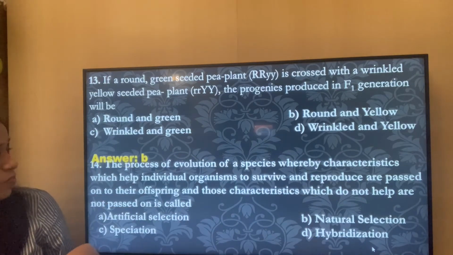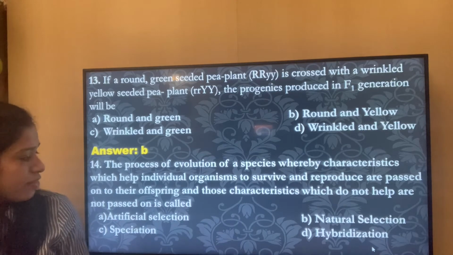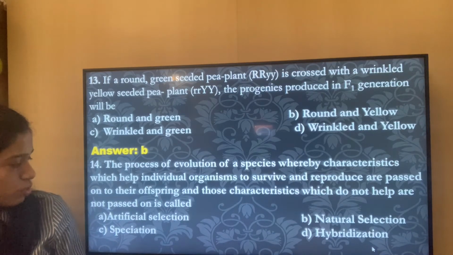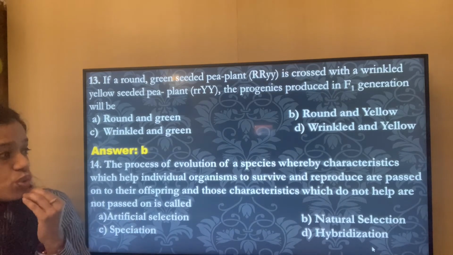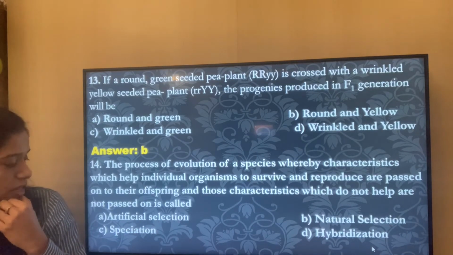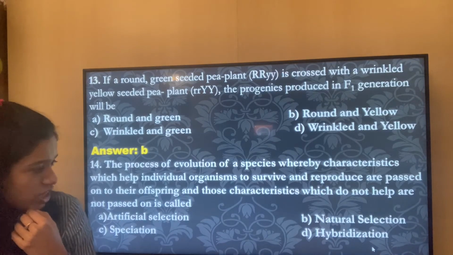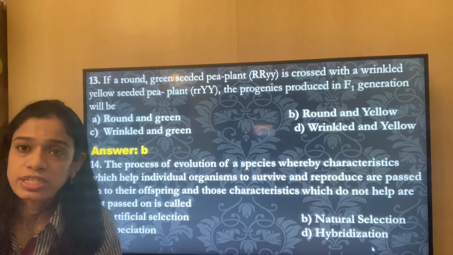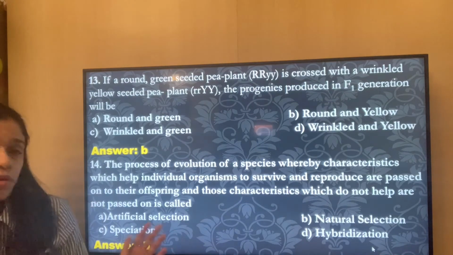The answer is B. The process of evolution in a species where characteristics which help individual organisms to survive and reproduce are passed on to their offspring, and those characteristics which do not help are not passed on, is called artificial selection, natural selection, speciation, or hybridization. It happens due to natural selection. It is answer B.